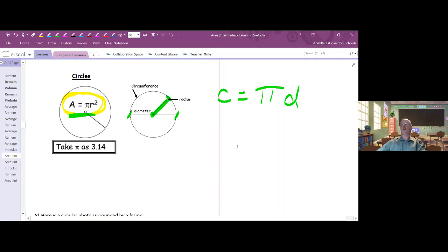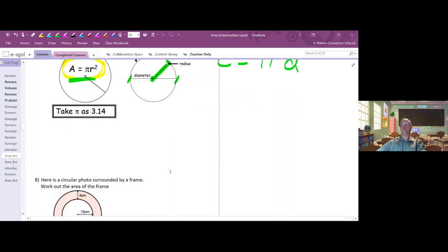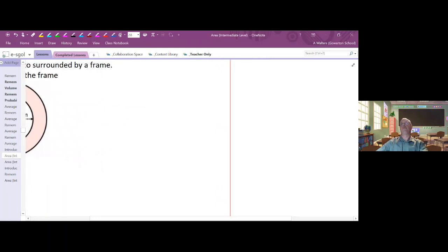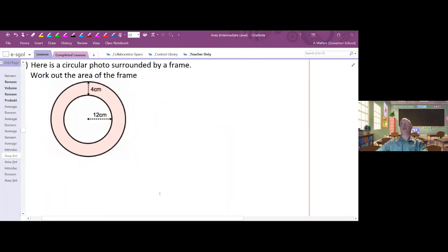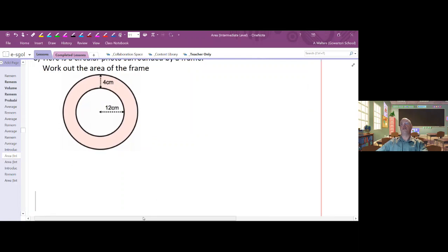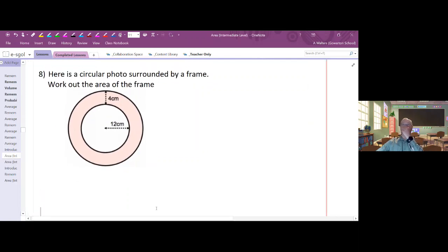So we'll look at a number of varied questions coming up now. This is the first question. You have to have a strategy with all these questions, a method that works out. We're asked, it's a circular picture frame, and we're asked to work out the area of this pinky surround.